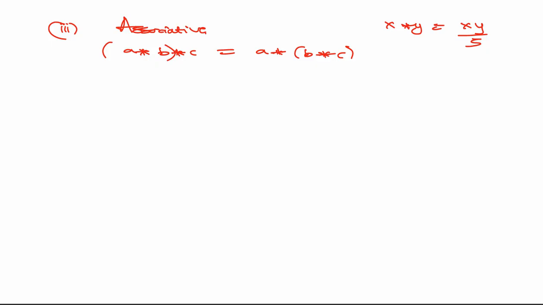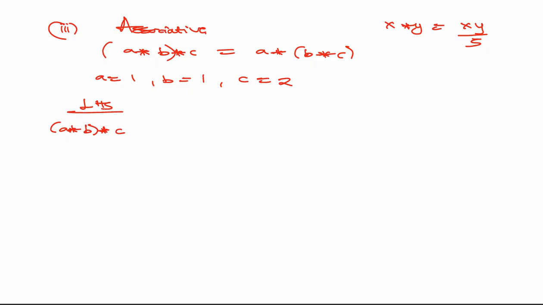What I want you to understand is this. We are going to take a to be equal to 1, b to be also 1, and c to be 2. I like using small numbers. So we are going to start with the left hand side. Left hand side we have (a star b) star c.